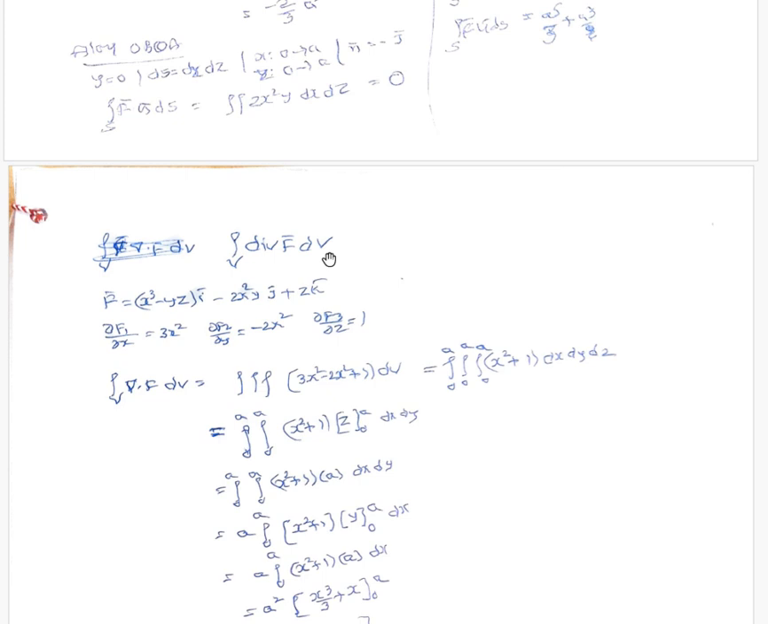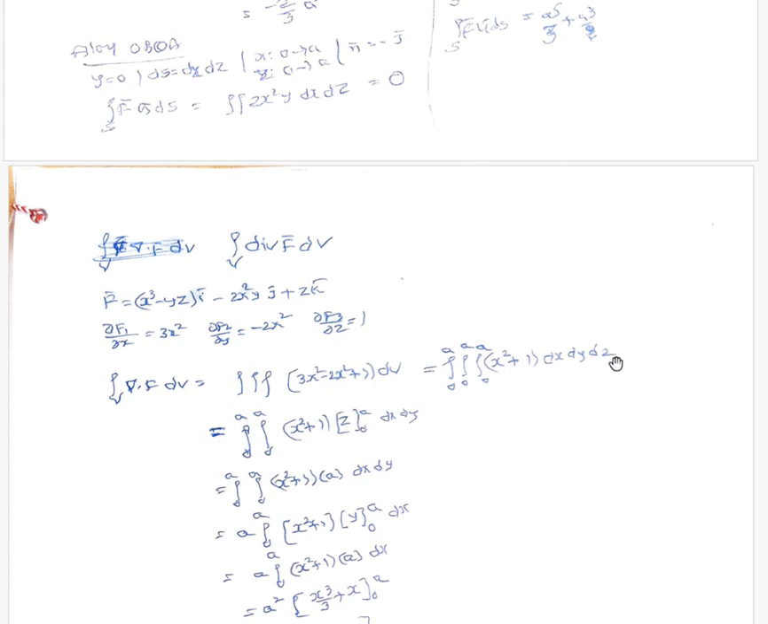So the integral over v of divergence of f bar dv. So f bar is equal to what? (x cube minus yz) i bar minus 2x square y j bar plus z k bar. So divergence of f bar, what does it say? dou f1 by dou x, dou f2 by dou y, dou f3 by dou z. So if you do that, 3x square minus 2x square plus 1. So the integral over v of divergence of f bar dv is equal to the integral of (3x square minus 2x square plus 1), that is nothing but (x square plus 1) dx dy dz. So limits are x varies from 0 to a, y 0 to a, z 0 to a.